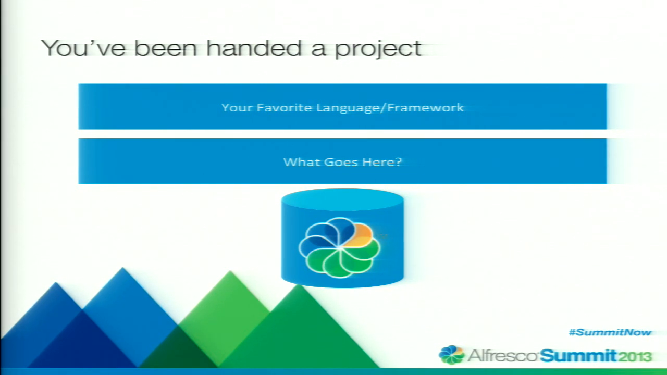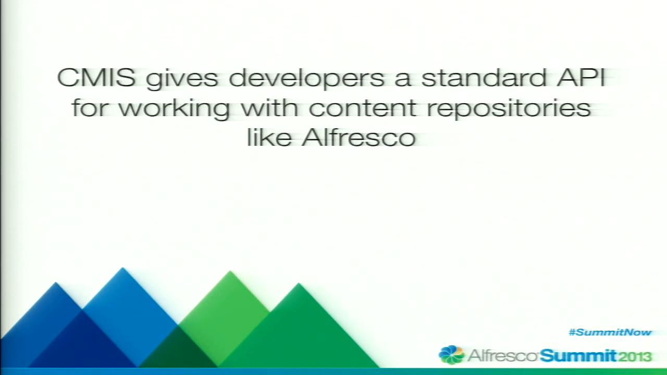And your first question is, what is the API that I should use in order to connect with Alfresco? What is the best thing to use? And the answer is CMIS, C-M-I-S, Content Management Interoperability Services. So what is that? It's kind of a mouthful to say.